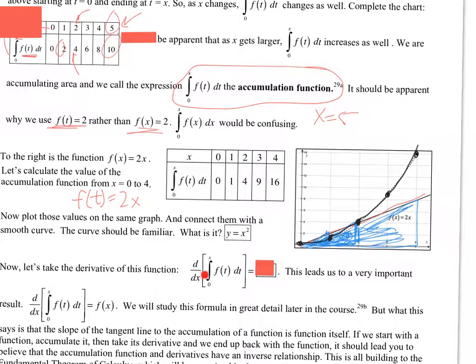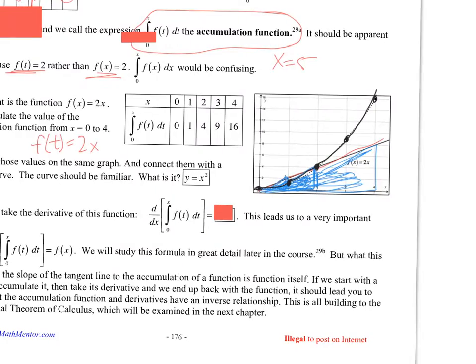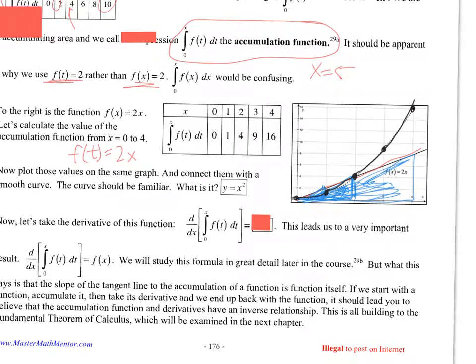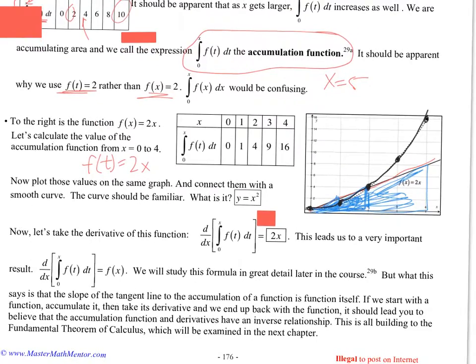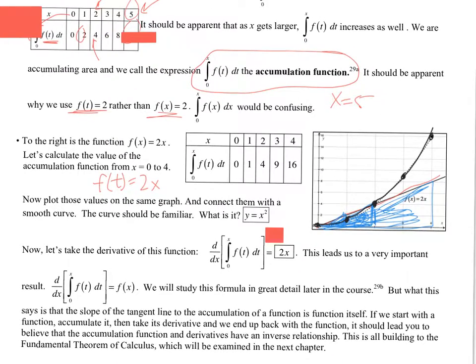So if we take the derivative of this, we end up with y equals 2x. So we started with y equals 2x. We integrated it, we accumulated it from 0 to 0, from 0 to 1, from 0 to 2, from 0 to 3, 0 to 4. Plotted those, came up with y equals x squared. So the derivative of that y equals x squared, or the derivative of that accumulation function, leads us back to the function itself.